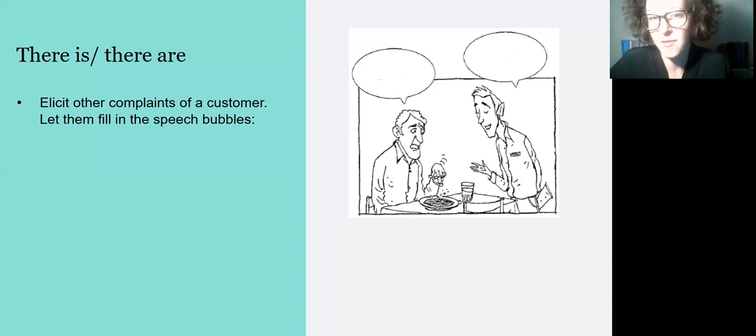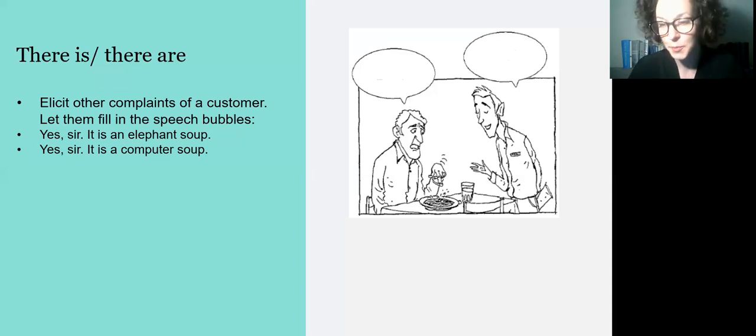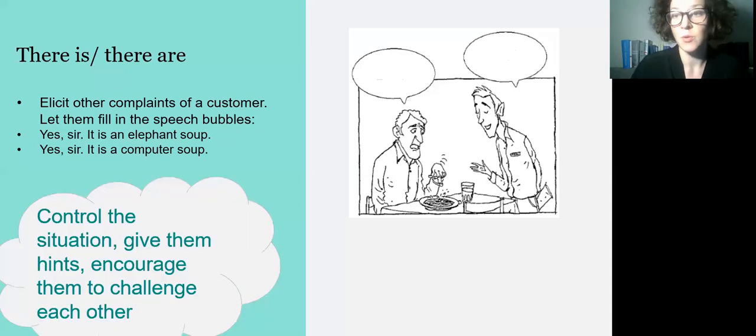Students, especially in the first, second, third grade, can go as creative as they want. Like, yes, sir, it is an elephant soup. Yeah, and they can work with that in pairs. And another student will say, okay, there is an elephant in my soup. And then, yes, sir, it's a computer soup. Yeah, there is a computer in my soup, and things like that. So while students are creating their own situation using the same patterns, you control the situation, you give them hints, you encourage them to challenge each other.